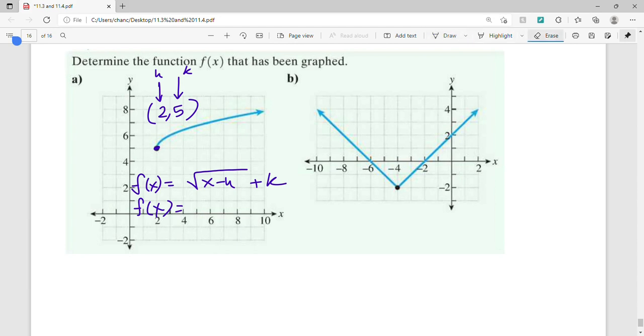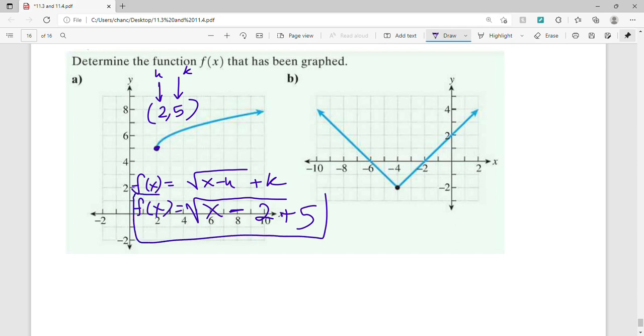So what is my original function? Based on the graph, it should be the square root of x minus 2. That's h is a +2. And k is a +5. So this is our original function.